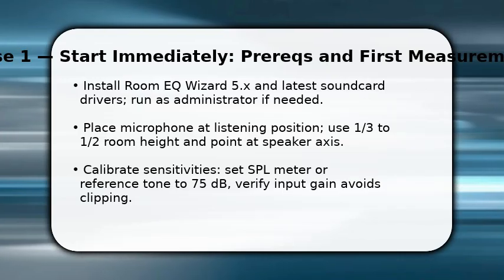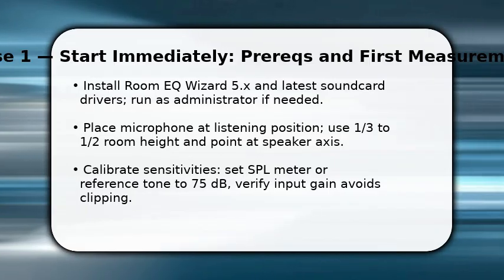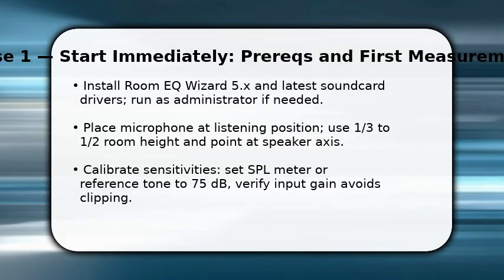Enjoy the video. You start by confirming prerequisites: Windows drivers, the correct microphone calibration file, and quiet room conditions. Plug in the interface, set sample rate to 48K Hz and 24-bit, and open Room EQ Wizard.